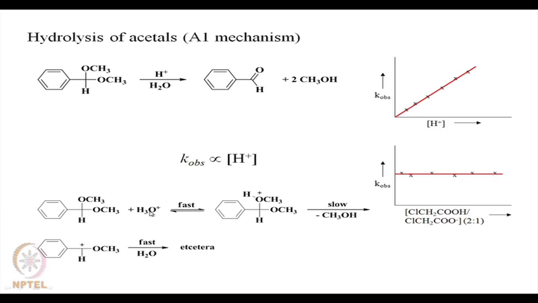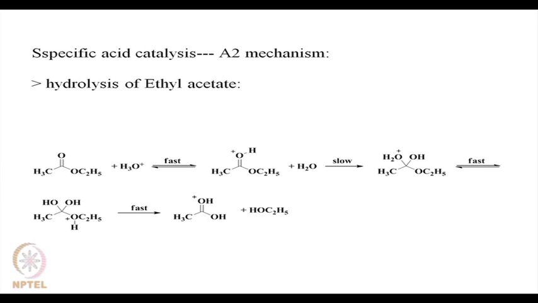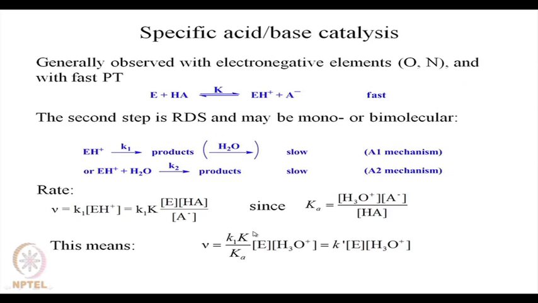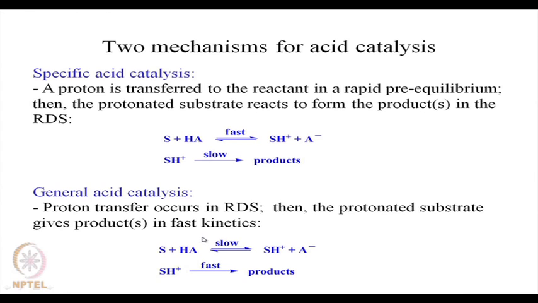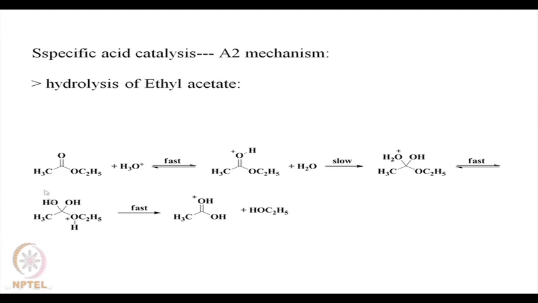Okay, so, in presence of acid, here protonation takes place and then the reaction proceeds like this. Next, specific acid catalysis, and it is A2 mechanism, hydrolysis of ethyl acetate. So, ethyl acetate, again go back to this one, slow equilibration, fast product formation, in presence of H3O+. So, this is your fast equilibration, A2 mechanism.